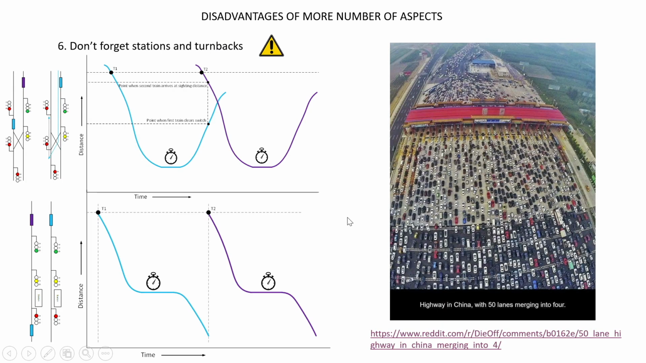Now the last one, which is the most important one, is that do not forget the real deciding factor sometimes ends up becoming the station headway and the turnback headway. And you'll see that in moving block systems, with headways much better than conventional signaling, in those systems too, the turnback headway becomes the deciding factor for the final achievable headway for the full line.